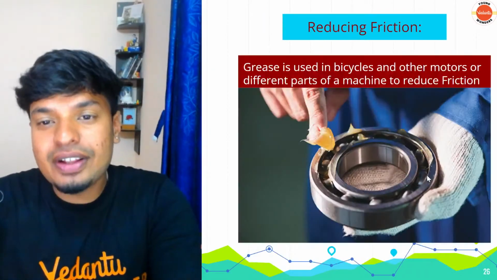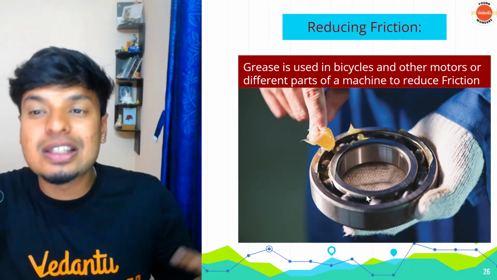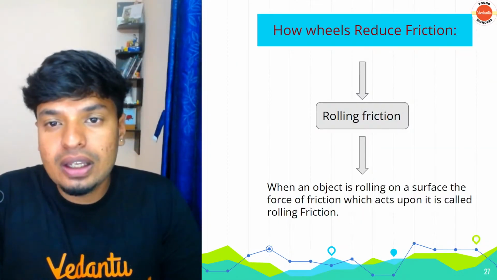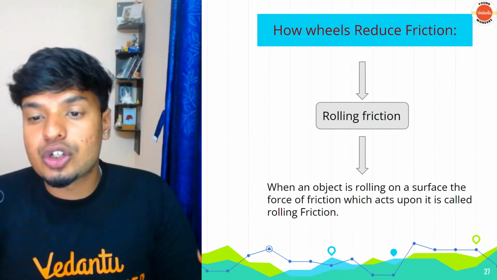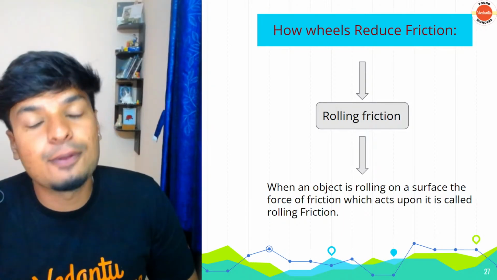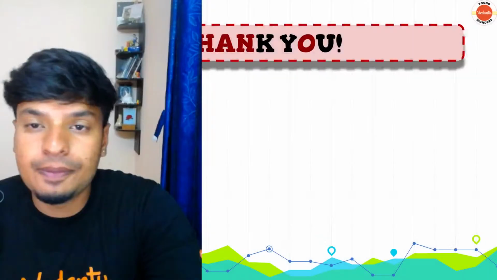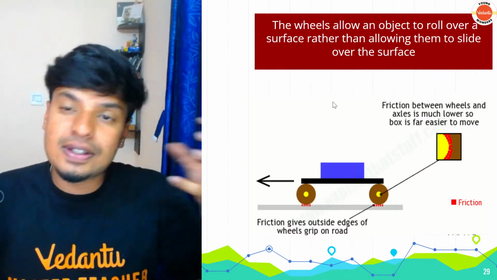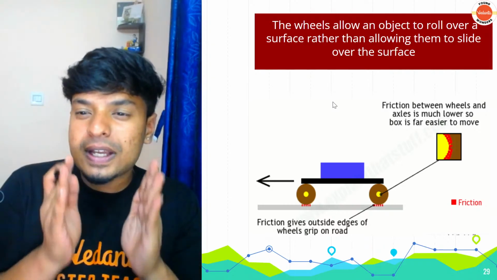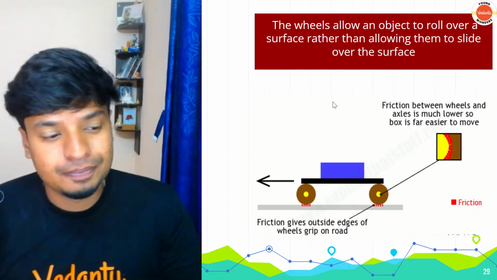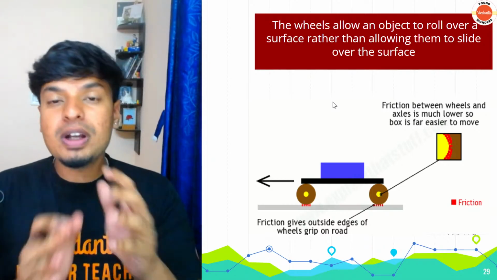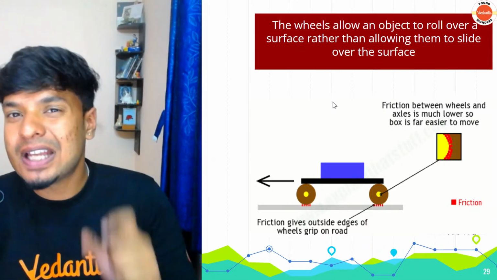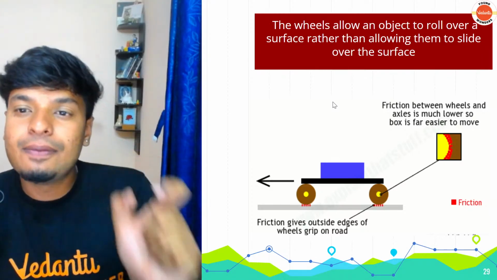Cool, guys. Other thing is by using lubricants like grease, oil, all of that in the machine parts to reduce the friction. Okay. Now, how do wheels reduce friction? When an object is rolling on the surface, the force of friction acting upon it is rolling friction. The wheels allow an object to roll over the other surface because the amount of surface in contact is less. If there is so much surface in contact with the other surface, there will be more friction. If the surface of contact is less, friction will be less.